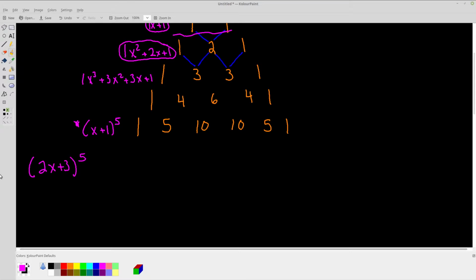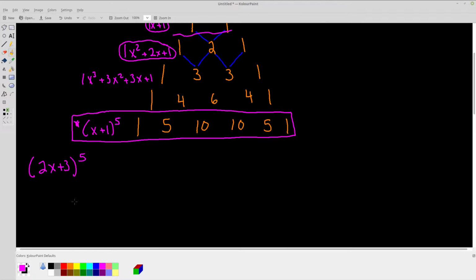We've got 2x plus 3 for our binomial that's being raised to the fifth power. That's a lot of work to multiply out 5 different times, and a lot to keep up with, but Pascal's triangle will help us. So this is what we're going to do. We're going to pay really close attention to the coefficients that we have here in orange. Watch this.